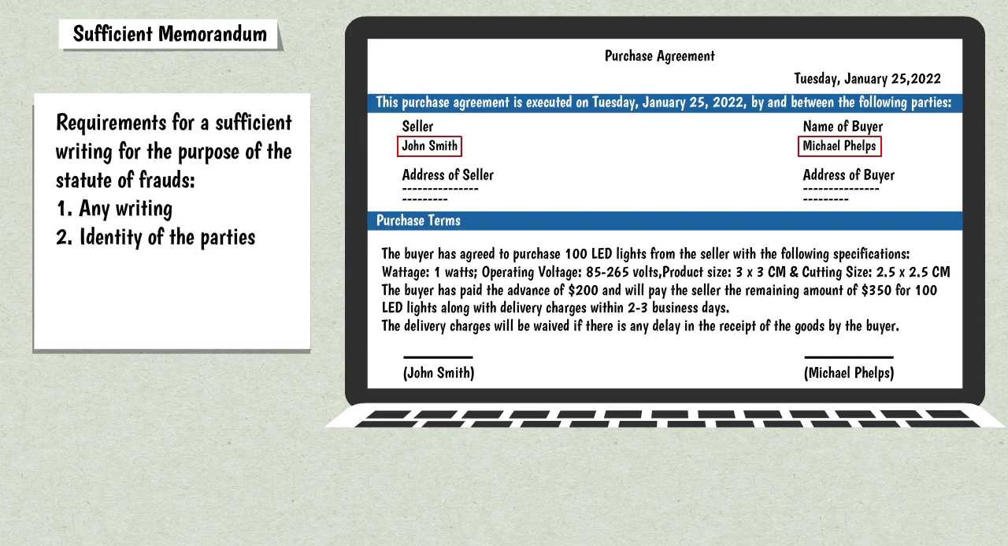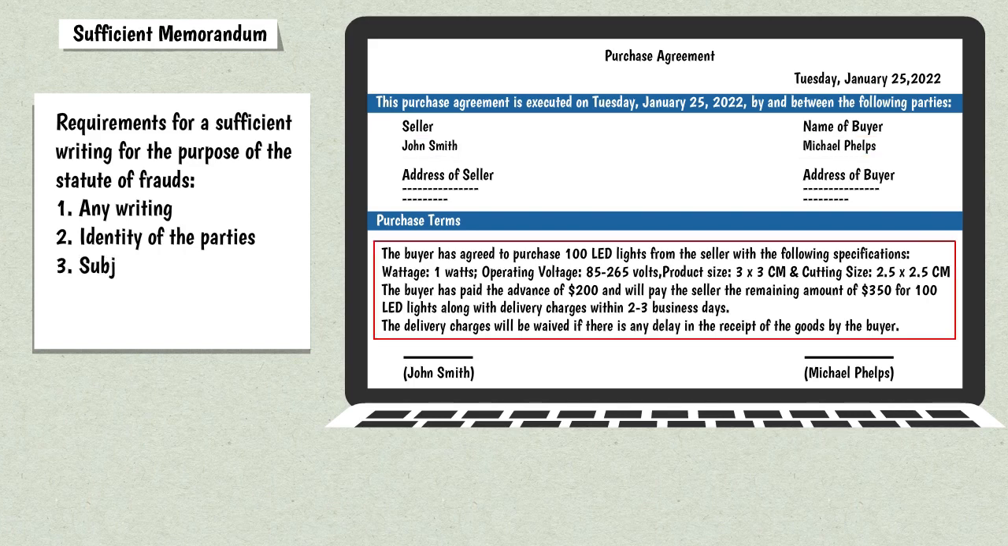Second, identity of the parties. The writing must identify the parties to the agreement. Third, subject matter. The subject matter of the contract must be stated in the writing or reasonably ascertained by reference to other evidence. Fourth, essential terms. The writing must state the essential terms of the contract with reasonable certainty.